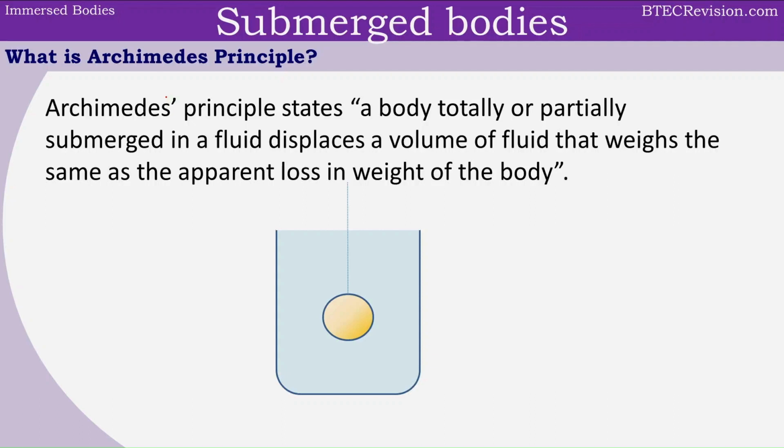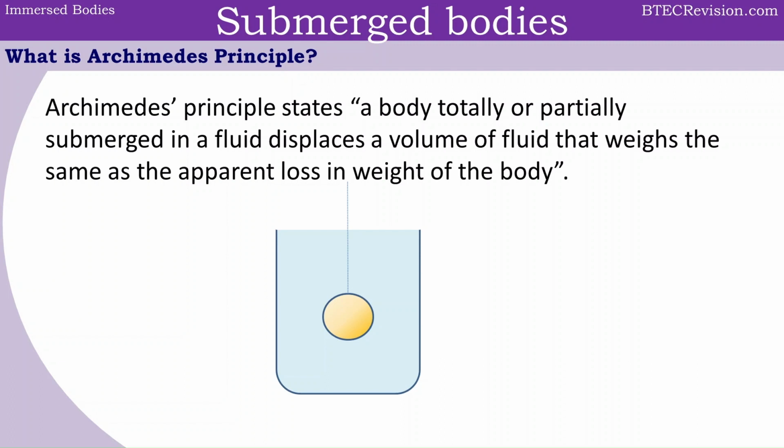Archimedes' principle states that a body totally or partially submerged in a fluid displaces a volume of fluid that weighs the same as the apparent loss in weight of the body. What this means is that if we place an object inside a beaker full of water, the amount of water that spills out is going to be equal to the volume of that object.